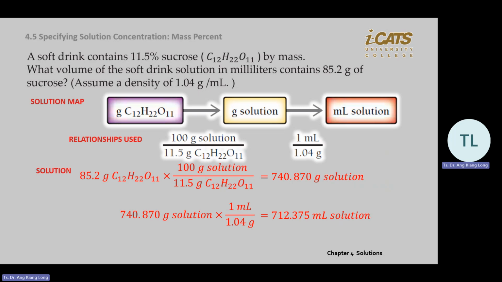The final answer for this question is 712.375 ml solution. This is a tutorial question. Sometimes the question in the test or final exam might ask you in liter, but the density is given in ml. These are the tricks. Just pay a bit of attention to the unit. Any question so far? Able to follow? Yeah.